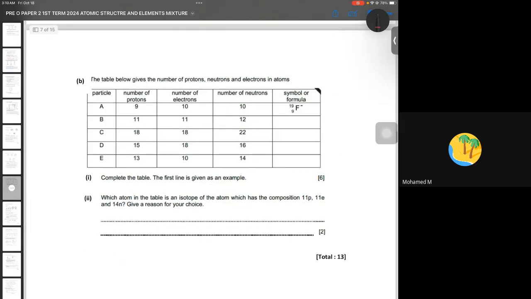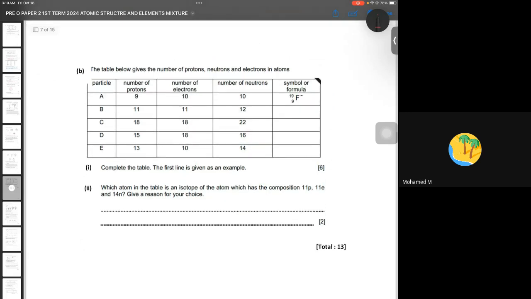Now see this. The table shows the number of electrons for nitrogen. Complete the table. The first line is given. The number of electrons is 11. So wait, I need to bring the periodic table for this.